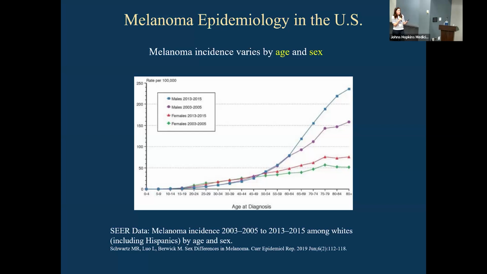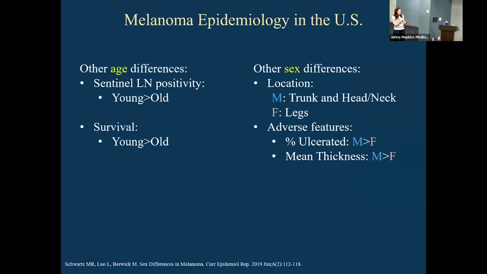Okay, so this gives us a sense of who's getting melanoma and when they are getting it. Other age differences that we see when we look at melanoma epidemiology is that when it comes to who has sentinel lymph nodes that are positive, more young people than old people tend to have positive sentinel lymph nodes. When it comes to survival, more young people have better survival than older people.